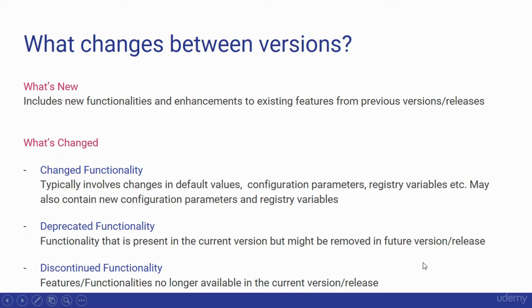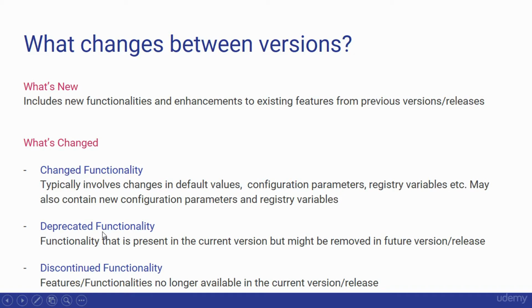Now let's look at what changes when a new DB2 version is released. There are new features that are introduced that are not a part of the previous version, and the existing functionalities are improved, and some features are also marked as deprecated, meaning that the particular feature present in the current version will most likely be removed or discontinued in the upcoming releases. So there may be a feature that was present in the previous version and is discontinued in the current version.